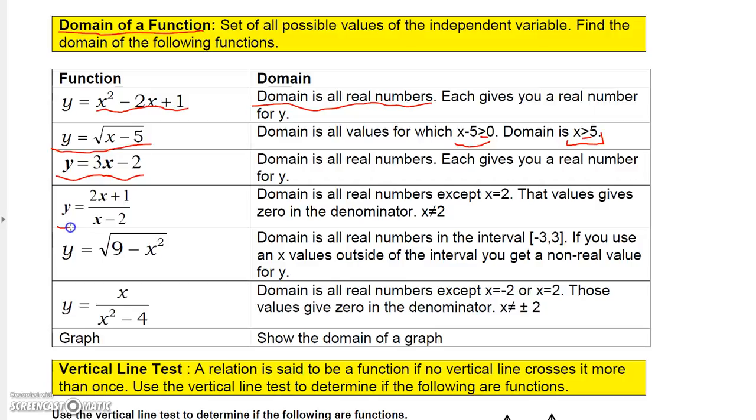Okay, the next function is actually a rational function. And remember from the earlier videos, you can't have the denominator equal 0.